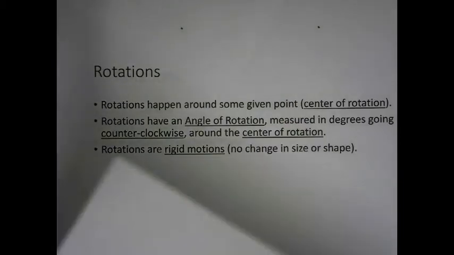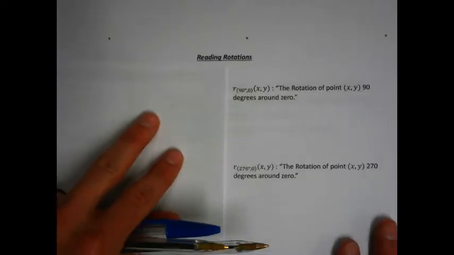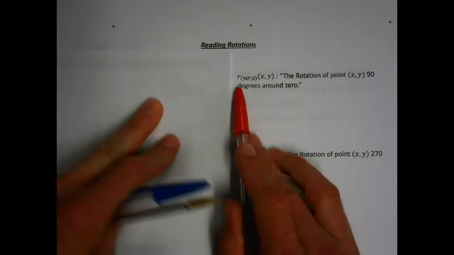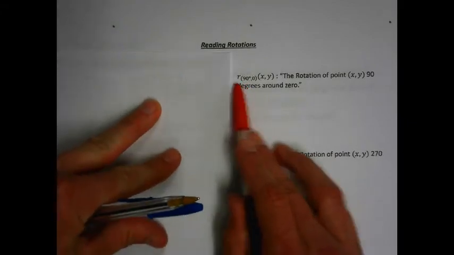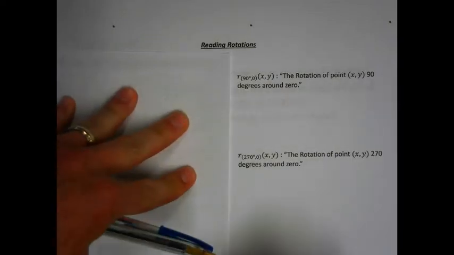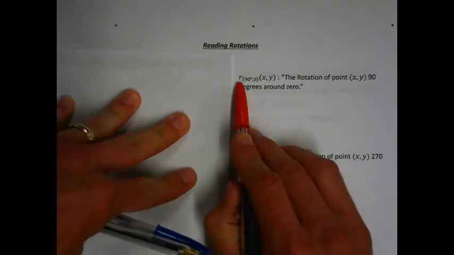So the first thing we're going to do is focus on reading rotations. How do we read rotations? What's the format for this? Look at these funky things we have to memorize. Remember how in reflections we had a capital R? Well, for rotations we get a lowercase r.